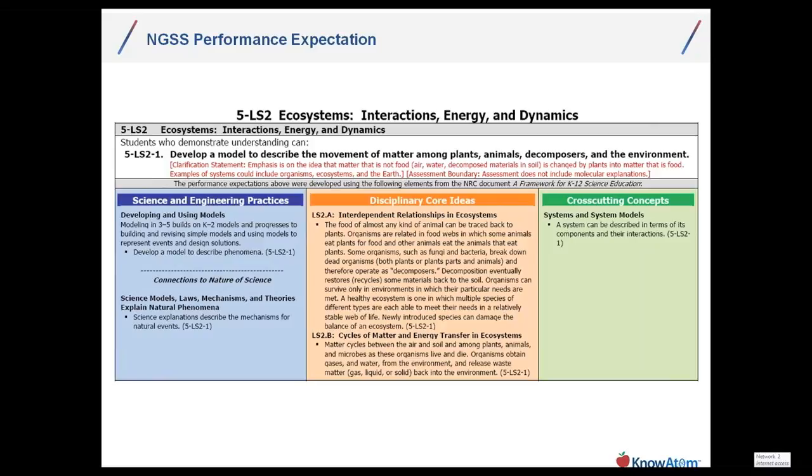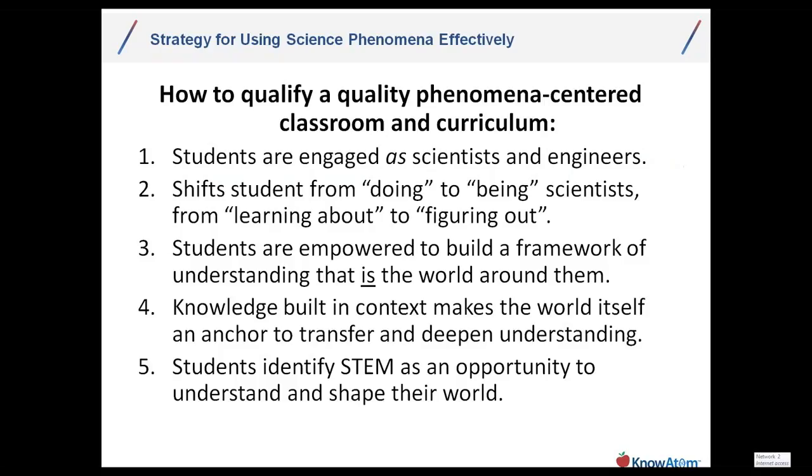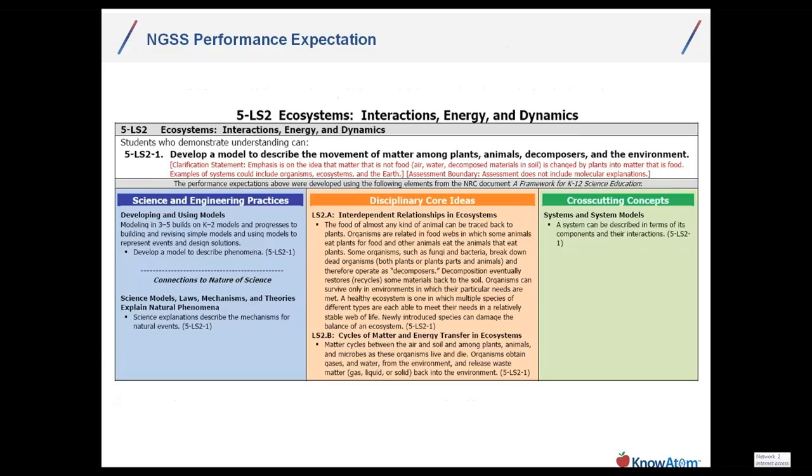I'm bringing up that same performance expectation again, just to point out that these 5 things that we just talked about are that curriculum and that classroom are what brings these 3 foundation boxes to life and gives students the opportunity to try to develop a model to describe the movement of matter among plants, animals, decomposers in the environment, or essentially to try performing the expectations of the standard.